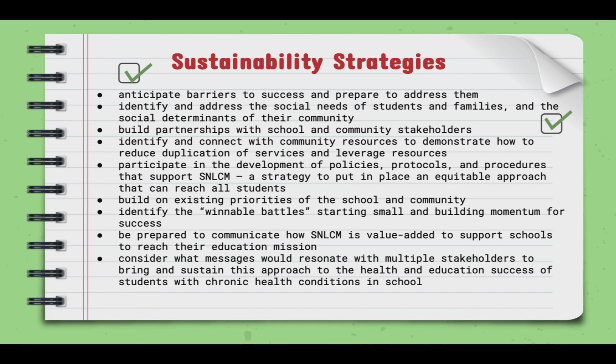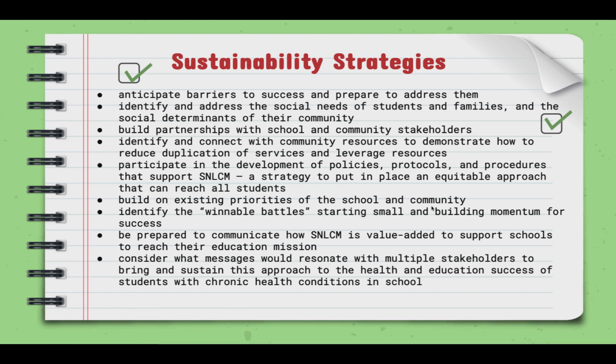Duplication of services is a major problem, and so we need to be working with our community partners and our healthcare providers to assure that we're not doing that. Be at the table, not just a seat at the table, be the person leading the table. Participate in or lead the development of policies, protocols, and procedures that support school nurse-led case management. One of those is get your master's degree and develop a program that you implement in your district so that all students can get this case management. You can get not just to the highest priority, but the high priority students.